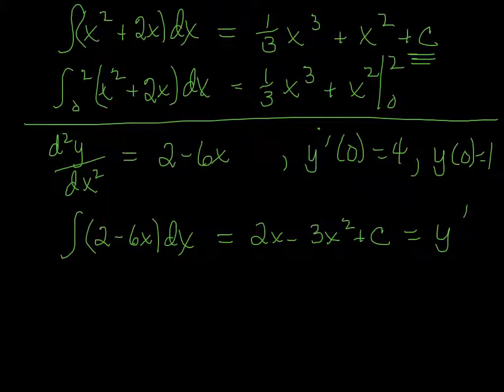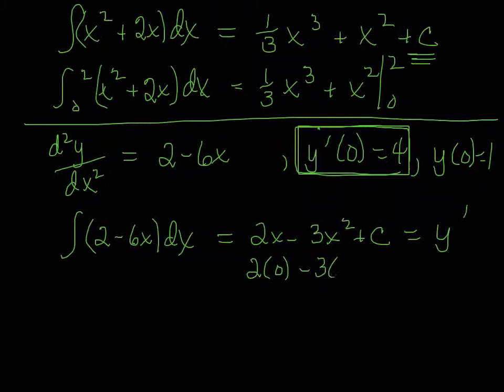I'm going to write it as y prime. You could also write it as dy dx. Now the reason why I'm writing it as y prime, because what we're going to do is we're going to look at this set of conditions right here that they gave us about y prime, and that is what's going to help us find your c value. So you notice they say that y prime of 0, in other words, in your y prime equation, you're going to plug in x equals 0, and you're going to set it equal to 4. So I'm going to do 2 times 0 minus 3 times 0 squared plus c is equal to 4. This one's pretty basic. You should see that c is 4.